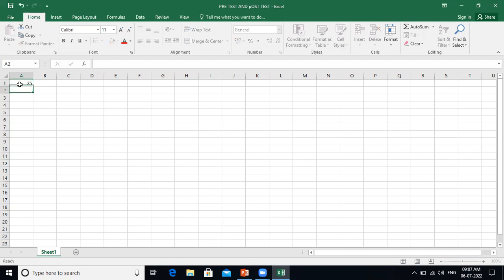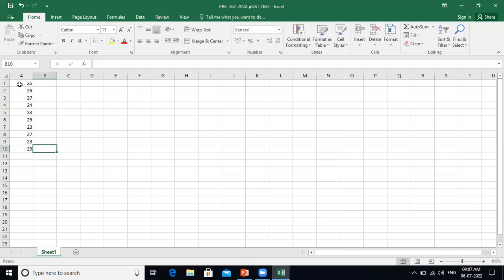Marks like 25 for the first student, then 26, 27, 24, 28, 29, 23, 27, 28, and the last one, 29.